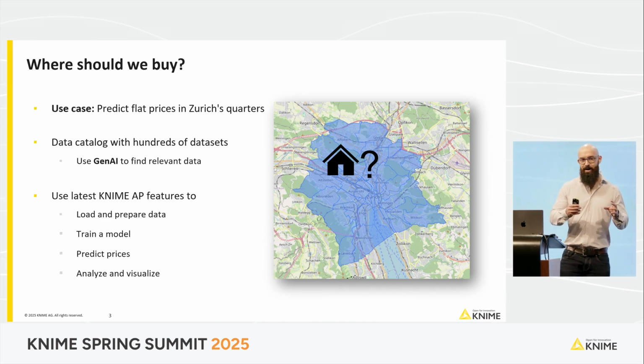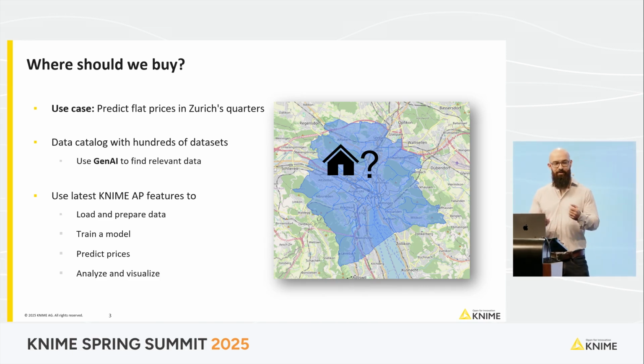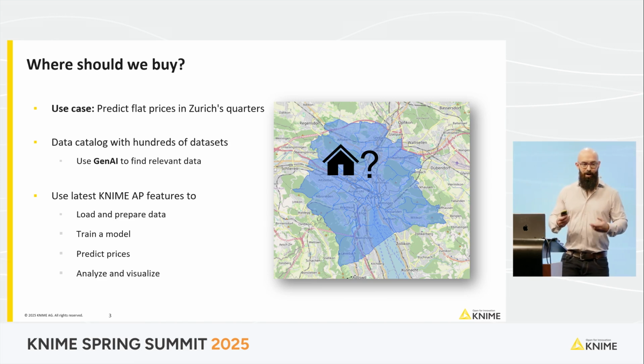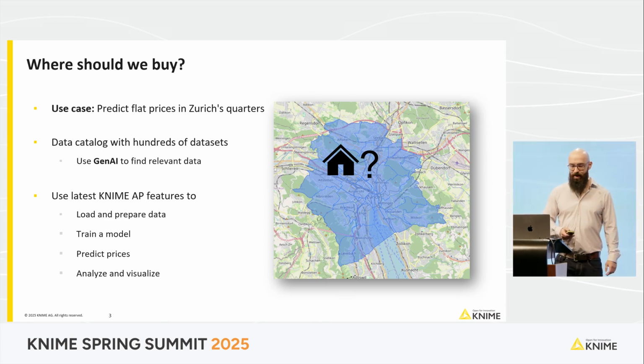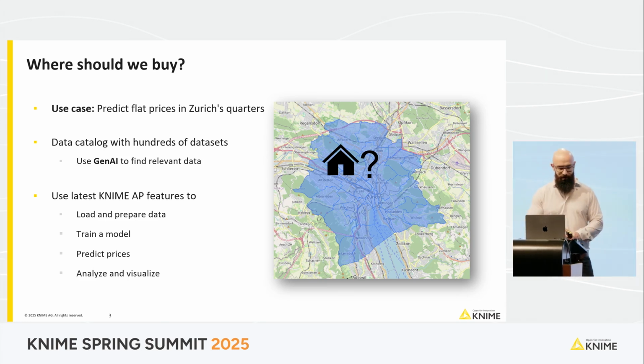So there I will try to show you how you can use Gen AI to find the data inside of your data catalog that you need to do your actual predictive task. And then I hand over to Carsten to really show how we do the prediction and show a lot of the KNIME features along the way. And with that, we will just switch to the demo.